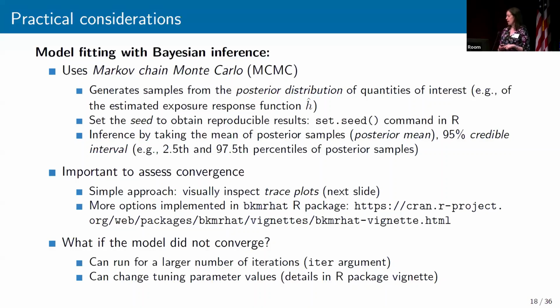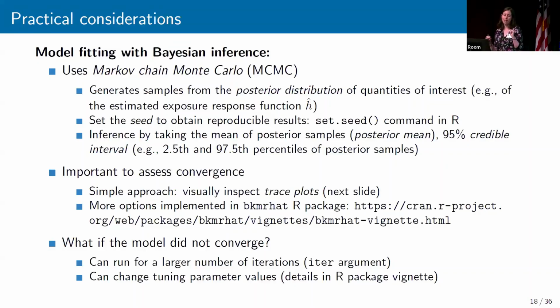It's important to assess convergence. There's a simple approach where you can visually inspect trace plots, and I'll show you an example of that on the next slide. But I wanted to call out there are also more options implemented in an add-on package. I didn't create the package, but it looks like a very nice one called BKMR Hat, which implements more formal ways of assessing convergence diagnostics.